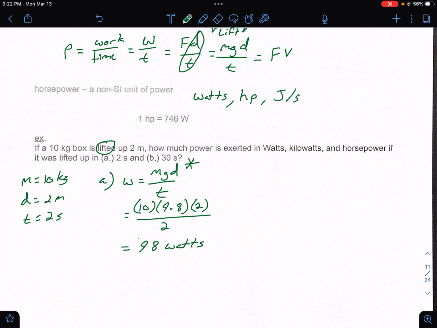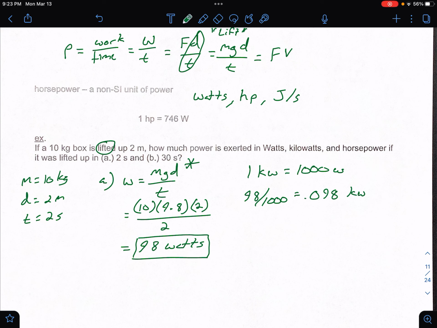Now, 98 watts marks off one of the answers because it wanted watts, but I also want kilowatts and horsepower. So let's fix those. Remember, 1 kilo of anything equals 1,000 base units, so 1 kilowatt equals 1,000 watts. If I have 98 watts, I figure out how many kilowatts that is. Kilo is the big one, and watts is the small one, so we take that 98 and divide it by 1,000, which gives me 0.098 kilowatts.